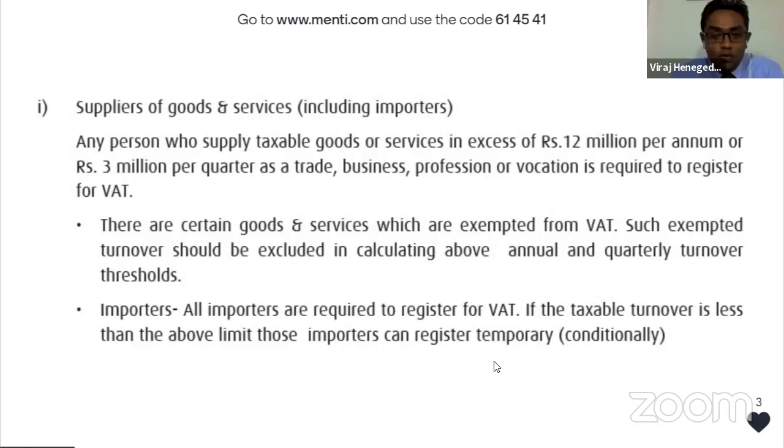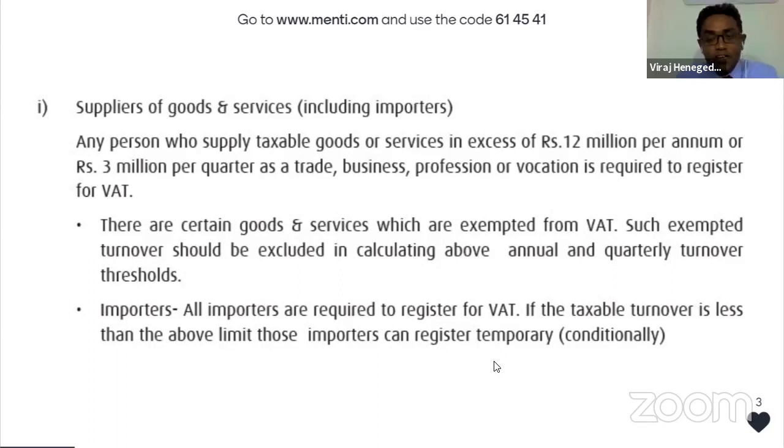And importers, as I told, all importers are required to register for VAT. If taxable temporarily, that is what we call temporary VAT. Because if somebody is not registered for VAT, but wants to import something to Sri Lanka, he needs to get the temporary VAT. Then only he can clear the goods. So it's mandatory. If you are an importer and you don't have the permanent VAT number, you need to get the temporary VAT and proceed.